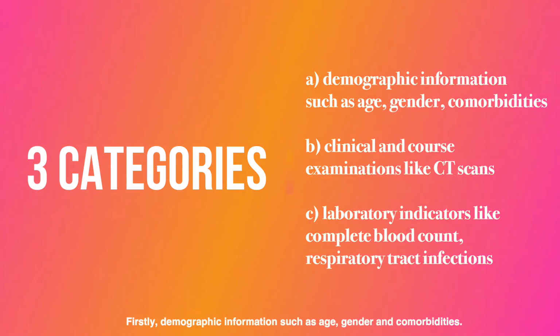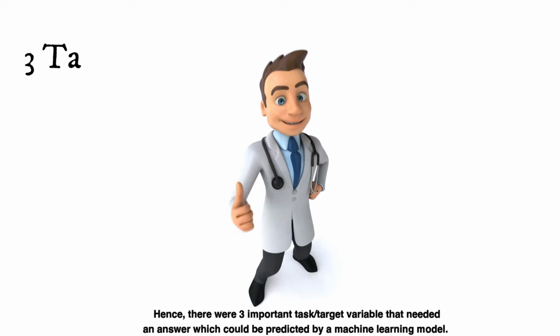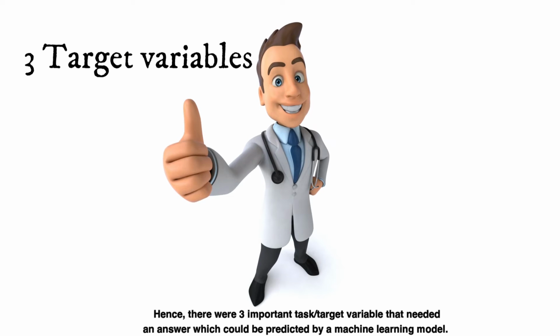Firstly, demographic information such as age, gender, and comorbidities. Secondly, clinical and course examination like CT scan. Thirdly, laboratory indicators like complete blood count and respiratory tract infections. Hence, there were three important task variables that needed an answer which could be predicted by a machine learning model.